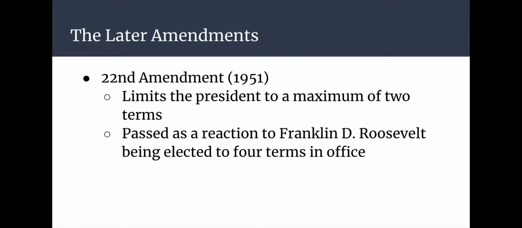The 22nd Amendment was passed in 1951. It limits the president to a maximum of 2 terms. This was passed as a reaction to FDR being elected to 4 terms in office. Until FDR, the precedent had been set where presidents only ran for 2 terms, and that was established by George Washington being the very first president.